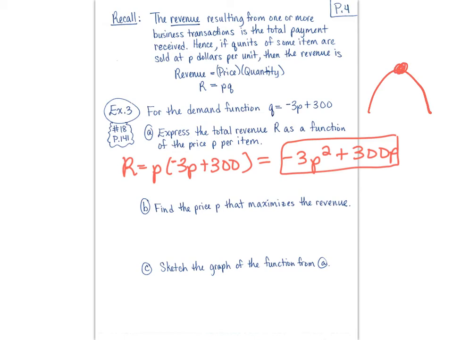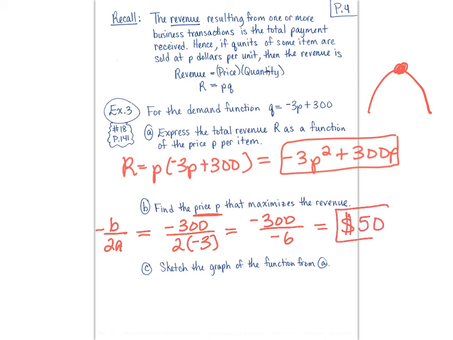So when you find the price P that maximizes the revenue, that means you're looking for the X value where you get your maximum. So you're looking for the X coordinate of your vertex. That's given by negative B over 2A. What is B? 300. So negative 300 divided by 2A. What's A for us? Good. So we get negative 300 divided by negative 6. That gives us what? $50. Good. That's the price P that maximizes the revenue.